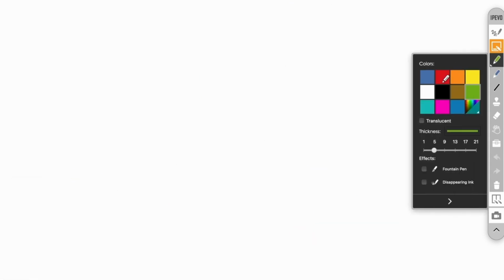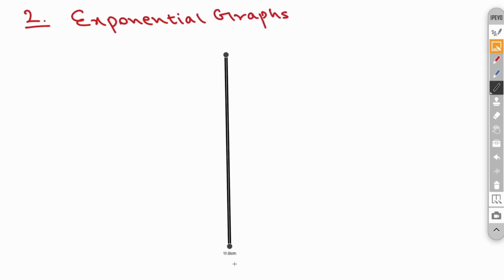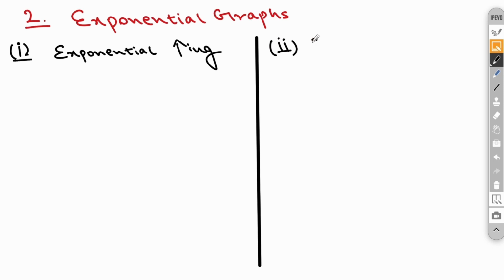Now moving further, we'll talk about the second type of graph, which is the graph for exponential functions. So I'll write exponential graphs. Under this, it is further divided into two categories. The first category is for exponentially increasing functions, and the second one is for exponentially decreasing functions.